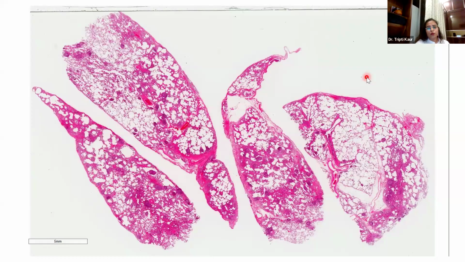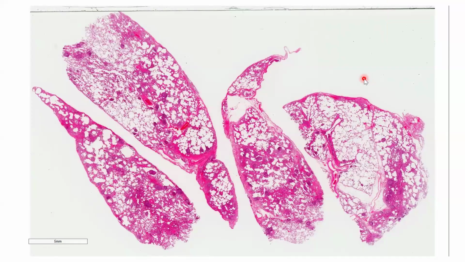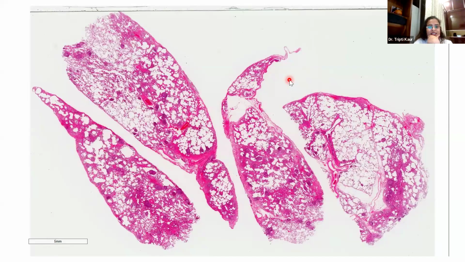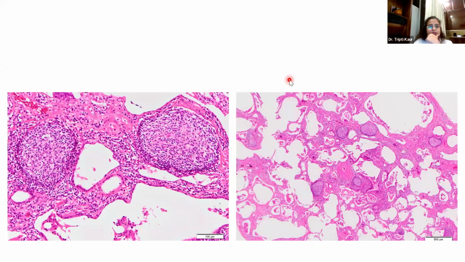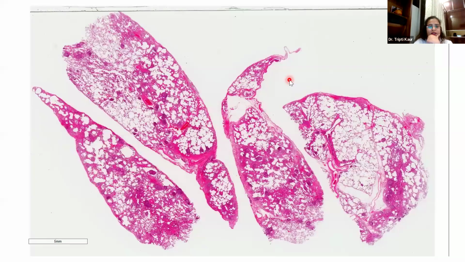There are some alveolar spaces which are not normal, but there are some areas which are cellular, peribronchial. Yes, there are some cellular areas that I'm able to see. Very good. So peribronchial areas. If I tell you that those all blue areas were lymphoid follicles, okay.